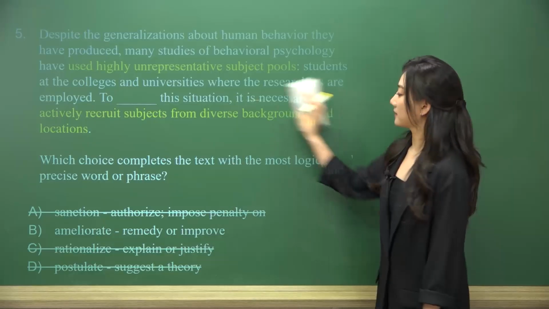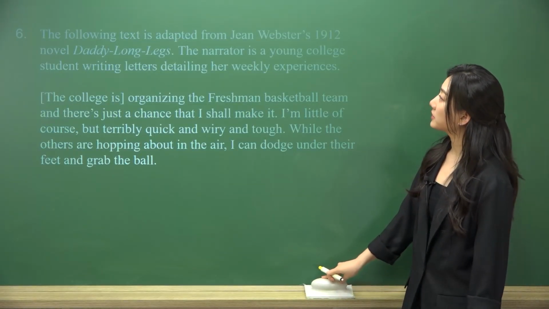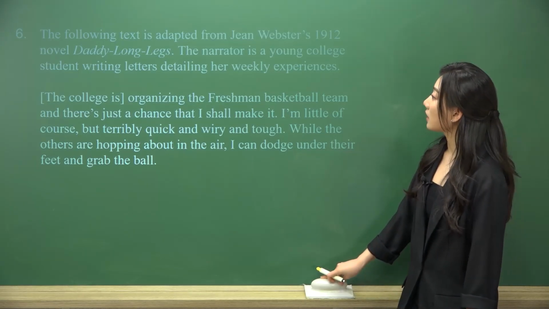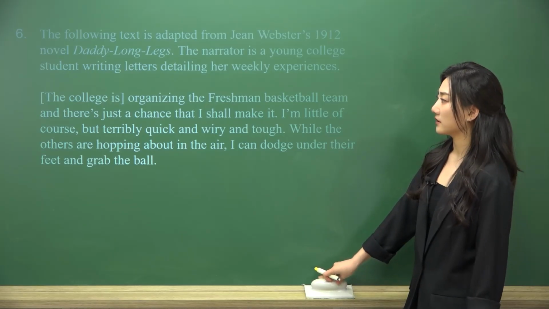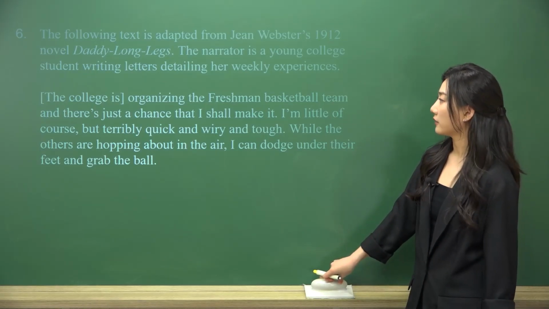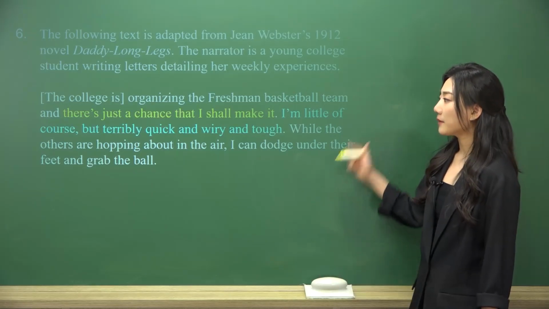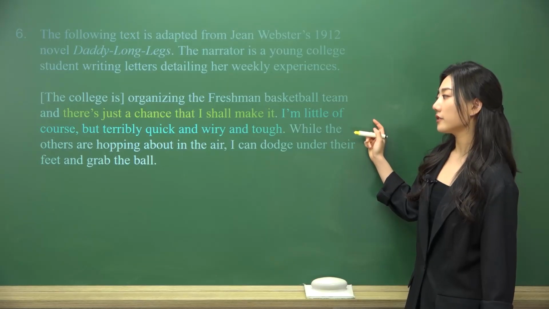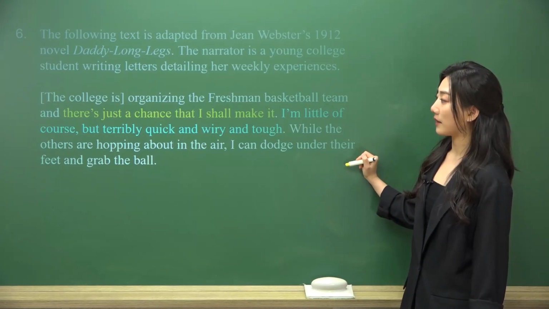Number 6. The following text is adapted from Jean Webster's 1912 novel Daddy Longlegs. The narrator is a young college student writing letters detailing her weekly experiences. The college is organizing the freshman basketball team, and there's just a chance that I shall make it. I'm little, of course, but terribly quick and wiry and tough. While the others are hopping about in the air, I can dodge under their feet and grab the ball.